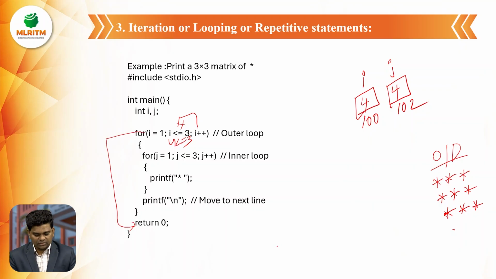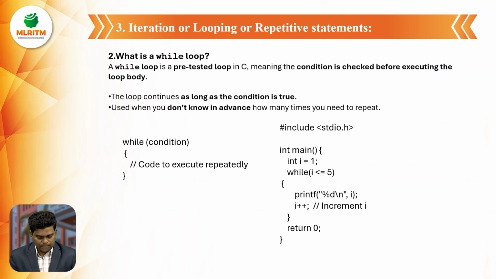Outside of the nested for loop we have return 0, which indicates successful execution of the program. Then we have the closing brace, which indicates the end of the main program. When you observe our output, we have asterisks in a 3 by 3 matrix form. So when you want to perform this kind of pattern program, or you want to access a table of values, at that time we go for a nested for loop. So that is about the nested for loop.